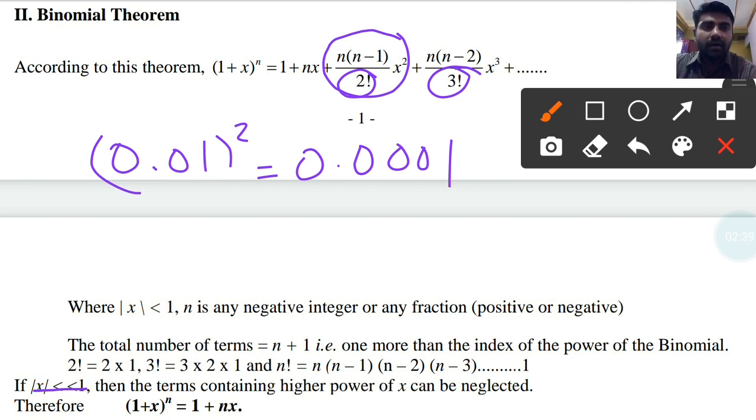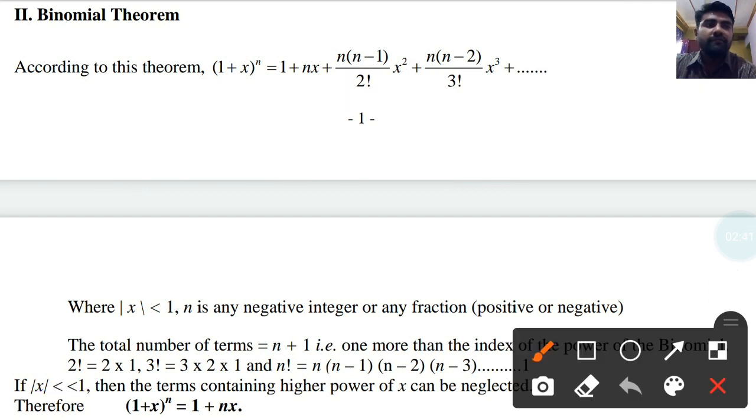So our terms will be reduced to only the first 2 steps, because all these other terms we can neglect because of their smaller value. So now we are left with only this equation: (1 plus x) raised to n is equal to 1 plus nx, right? So that is the solution of the binomial expansion when x is much less than 1, right?